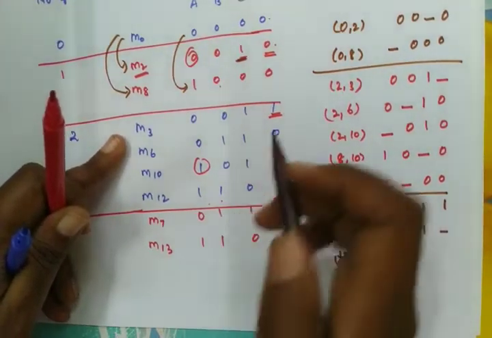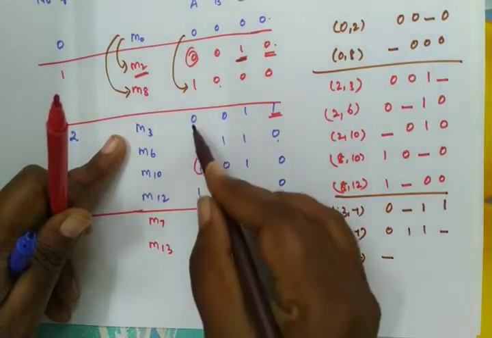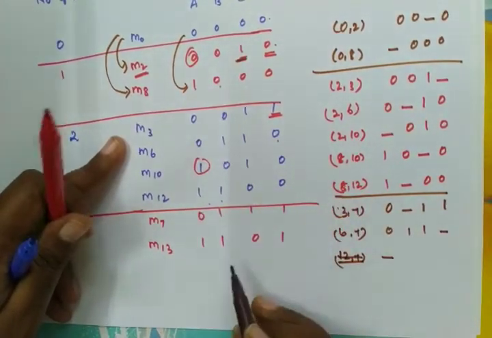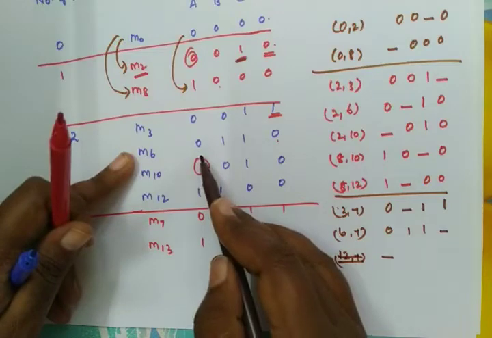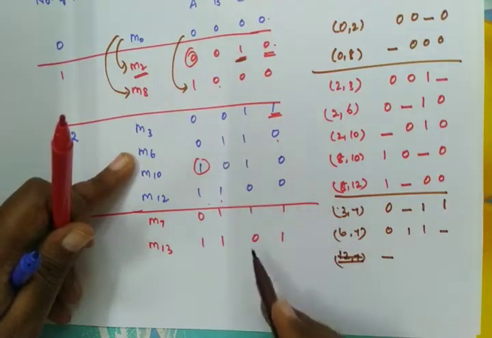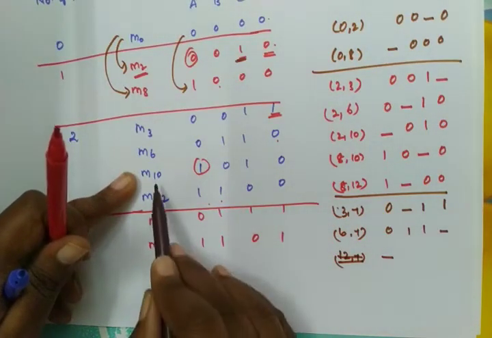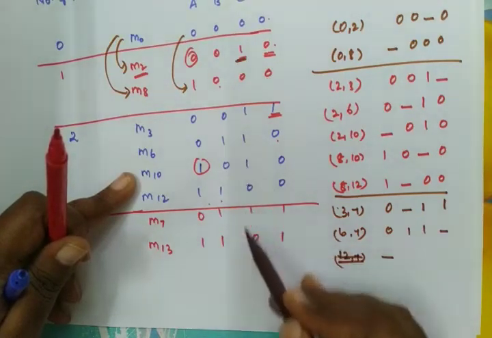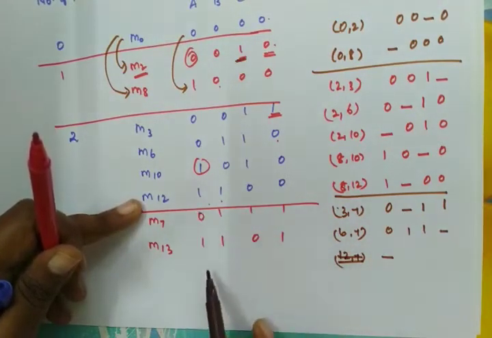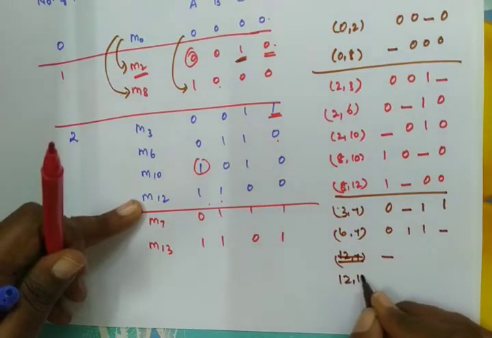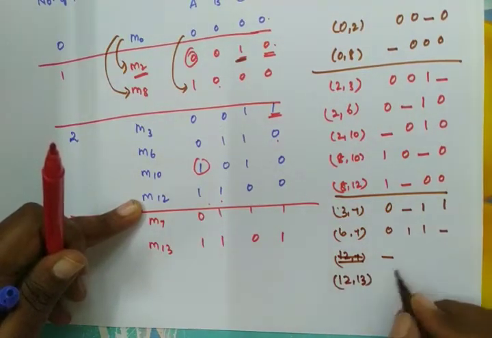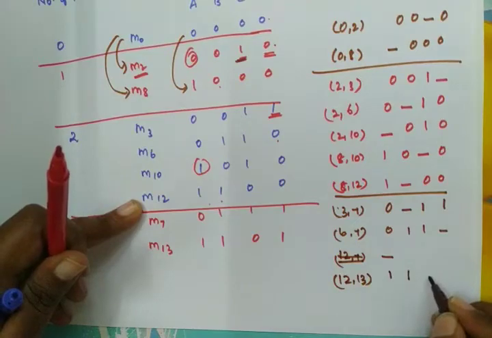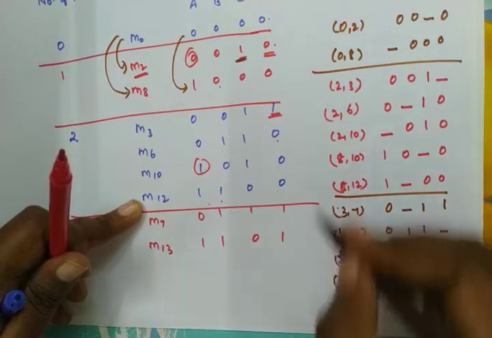Now compare this 3 with 13. 0 changed to 1, 0 changed to 1. So not possible. Now compare the 6 with 13. 0 changed to 1. Again here 1 changed to 0. Not possible. Now compare this 10 with 13. 0 changed to 1, 1 changed to 0. Not possible. Now compare this 12 with 13. So 12, 13 is possible. So 1, 1, 0, dash.